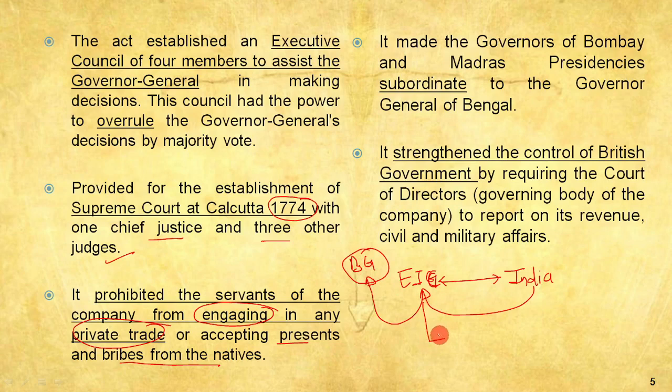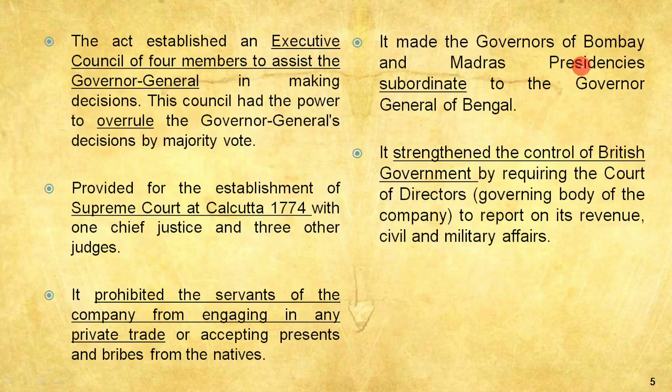Now some of the servants of the East India Company started a parallel trade. They were engaged in a parallel trade with Indian traders, and the profit they received from the Indian traders they were not sharing with the British government. So this caused a huge loss of revenue for the British government, and that's why the British government started to control the affairs of the East India Company, as the servants were involved in so much maladministration.